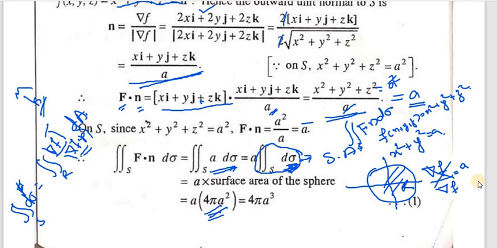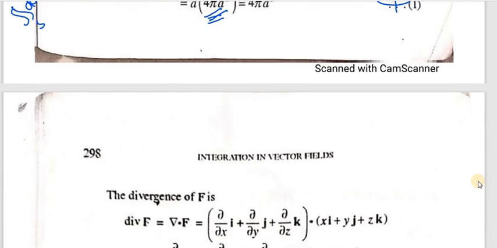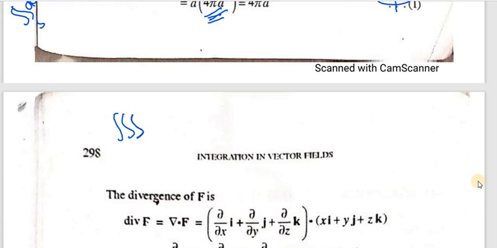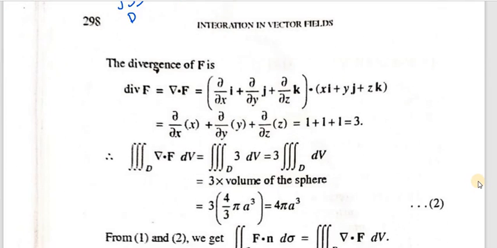Now to verify the divergence theorem we have to find the triple integral over D of del dot f dv. Here the divergence of f is equal to 1 plus 1 plus 1 equal to 3, divergence equal to 3.